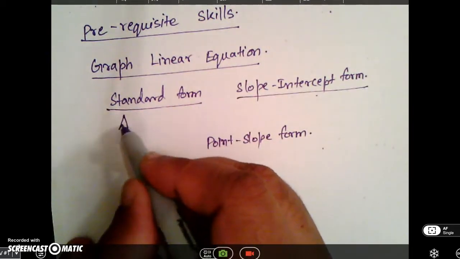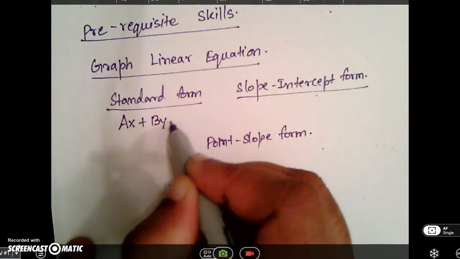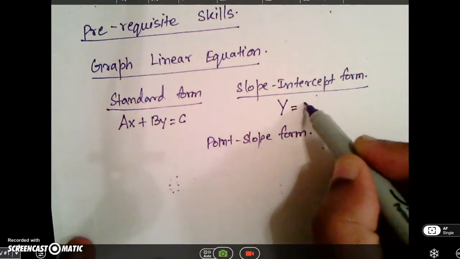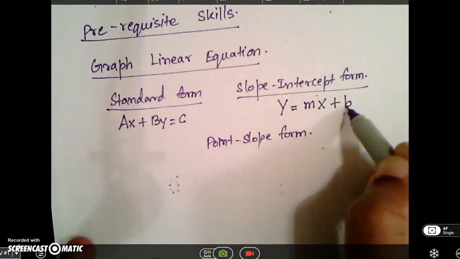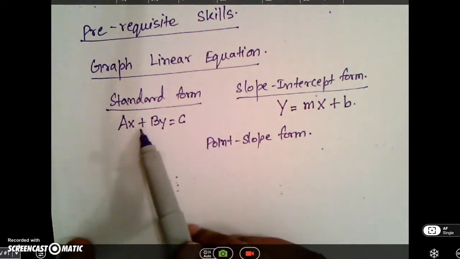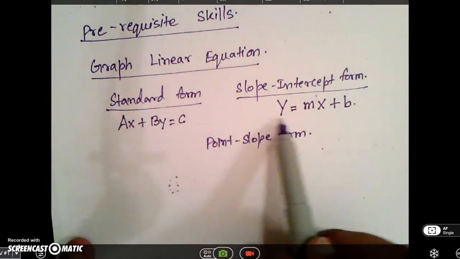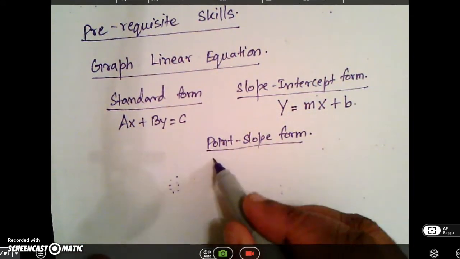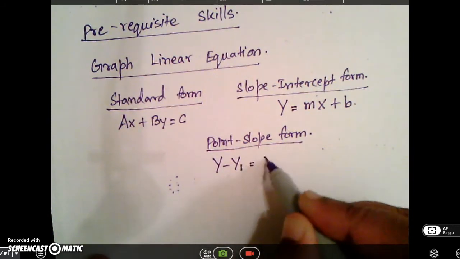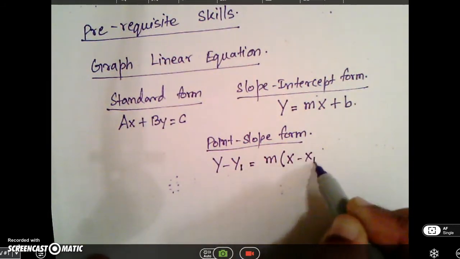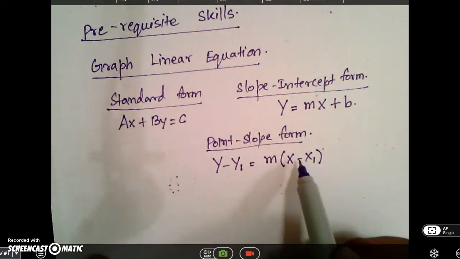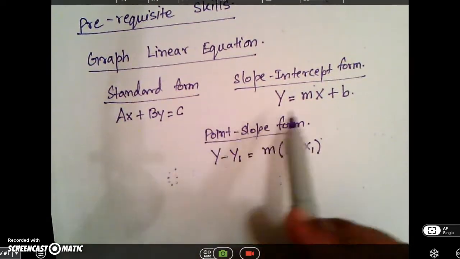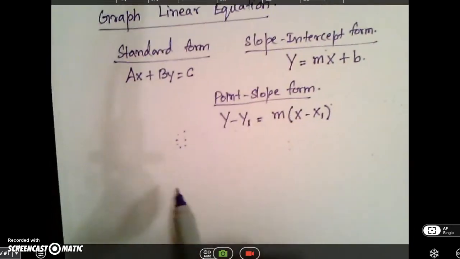The standard form is of the type ax plus by equal to c. The slope-intercept form is of the form y equal to mx plus b. So if my equation looks like this, it's a standard form. If it looks like this, it's written in slope-intercept form. The point-slope form is y minus y1 equals m times x minus x1. We're not going to be seeing this a lot, but we will be seeing these two a lot. So I need to know how to graph these two equations.